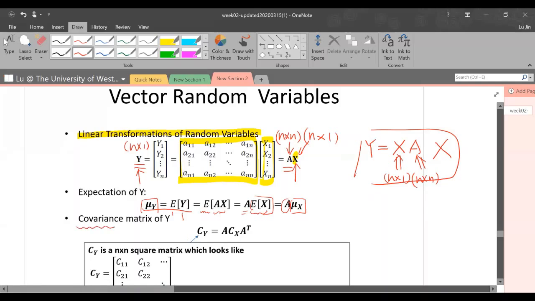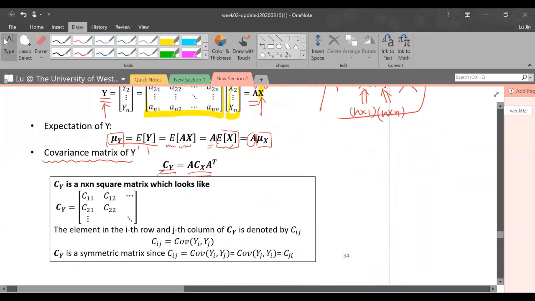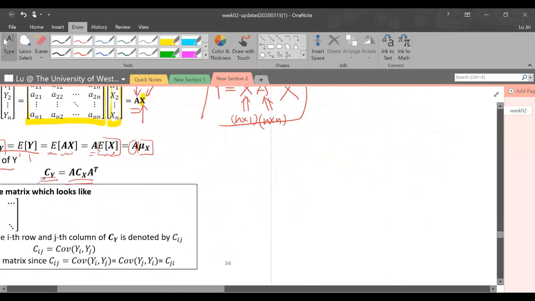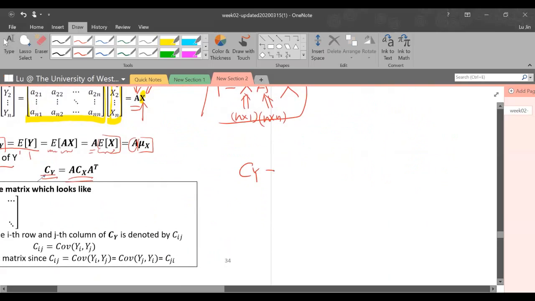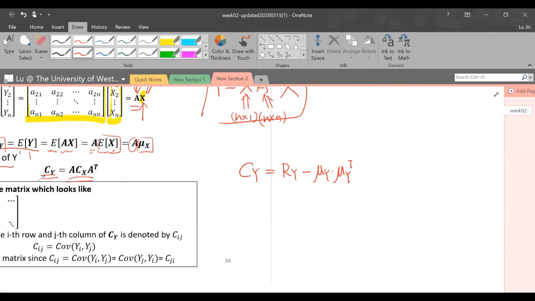Next one: how to evaluate the covariance matrix of Y? CY equals A times CX times A transpose. How did you derive this result? Very simple, let's try this out. We want to evaluate CY, using the formula we introduced: the covariance matrix equals RY, the correlation matrix, minus mu Y times mu Y transpose. By handwriting I can't use boldface font, but you need to understand C, R and mu are all matrices and vectors in this case.